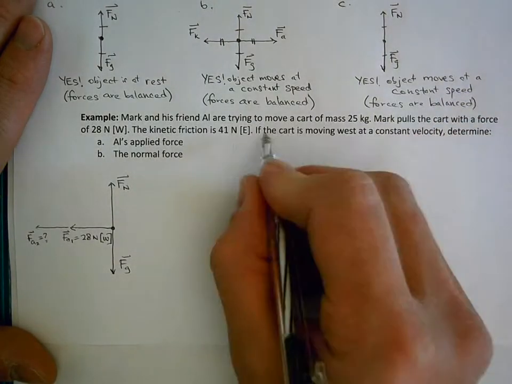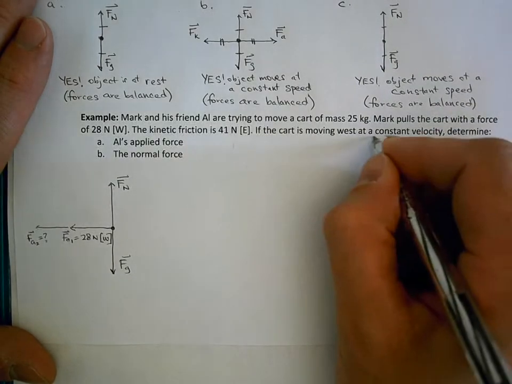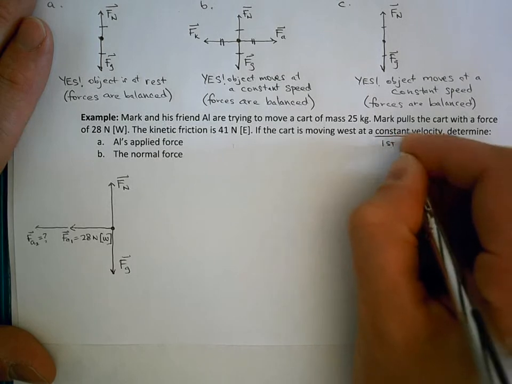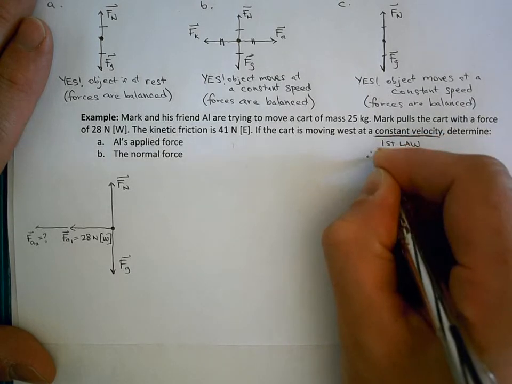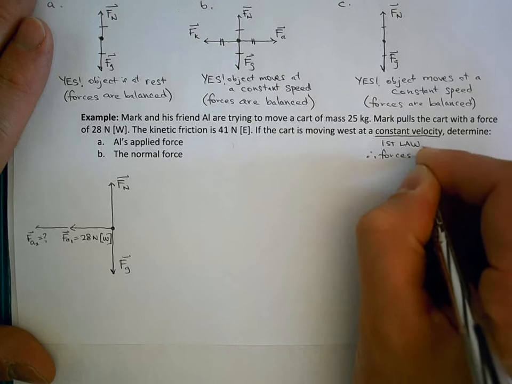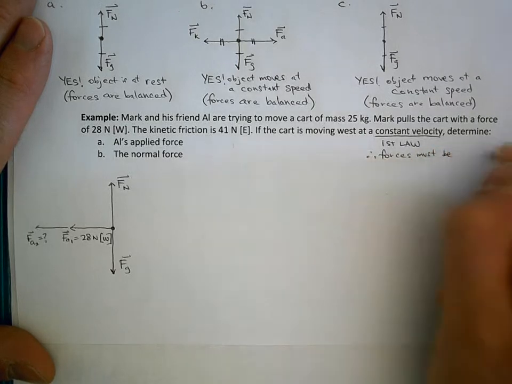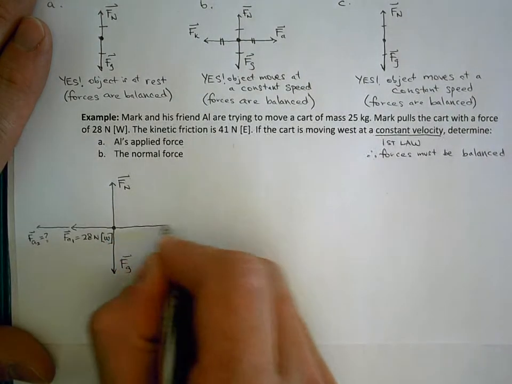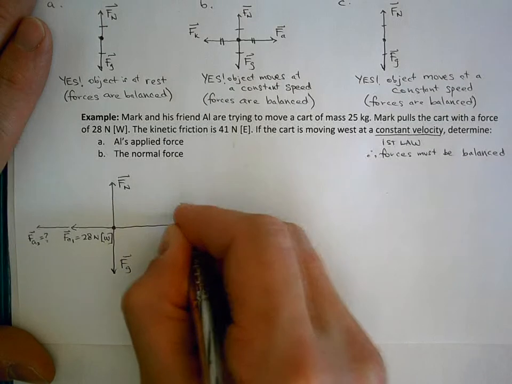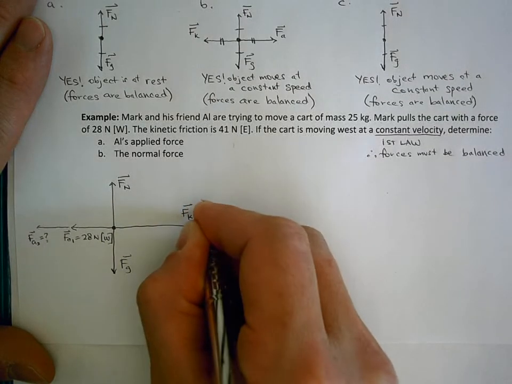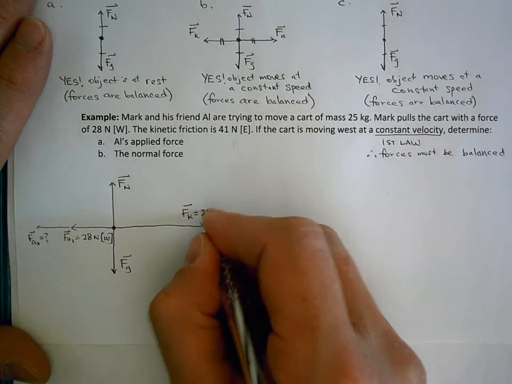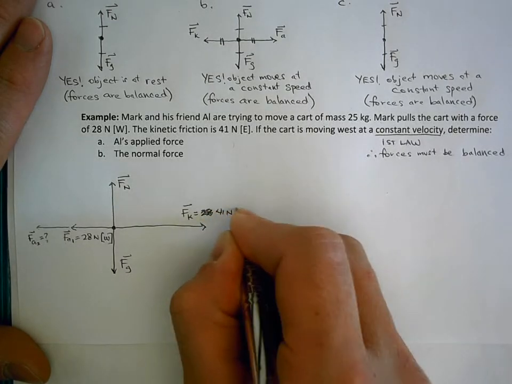Now here's the real important thing. If the cart is moving west at a constant velocity, this tells me that it's Newton's first law. That means the forces must be balanced. Therefore, these two forces have to be balanced by one long force this way, which we know to be kinetic friction, 41 newtons east.